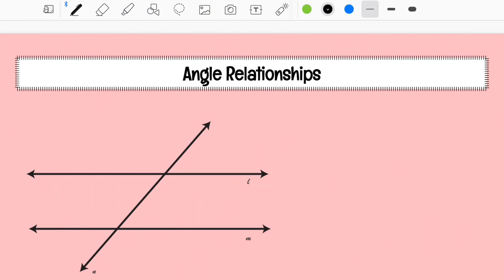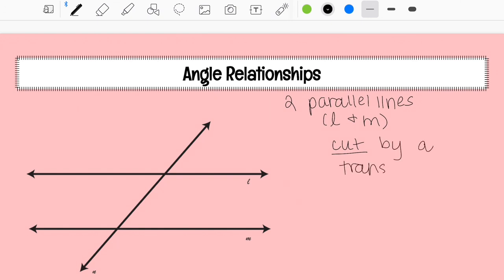So what we're actually looking at is 2 parallel lines. That would be lines L and M that are cut by a transversal. A transversal is just a line that cuts across other lines. So for us, this is going to be line N. We have a parallel line right here, a parallel line right here, and then we have our transversal, which is line N.